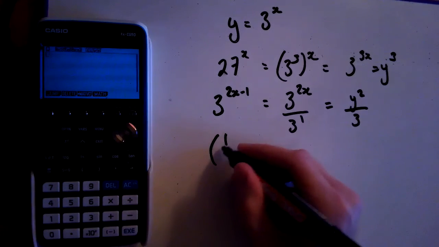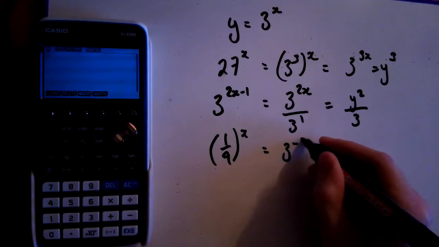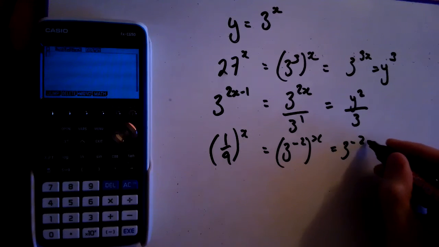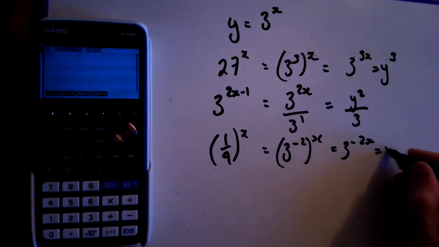And the last one, 1 over 9 to the x. Well, 1 over 9 is 3 to the minus 2. So that's 3 to the power of minus 2x. So that 3 to the x is y, so therefore it's y to the minus 2.